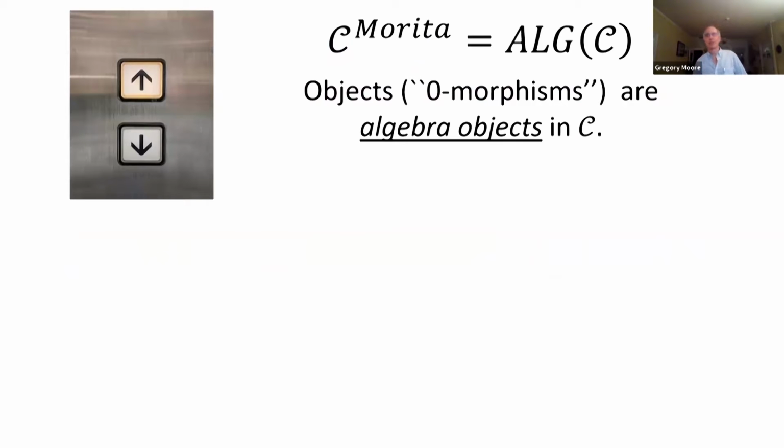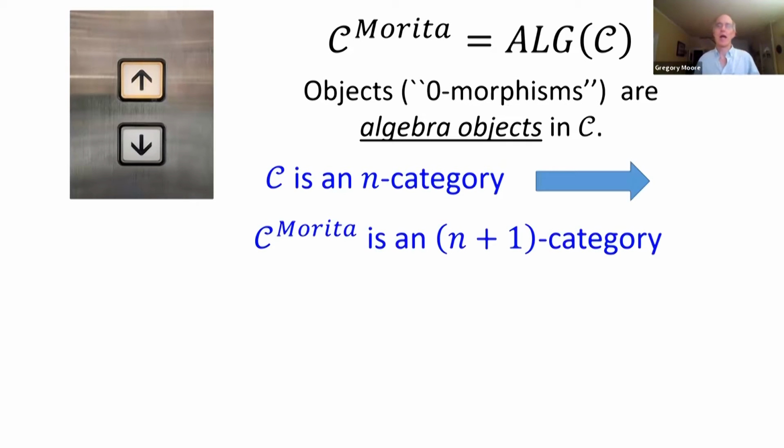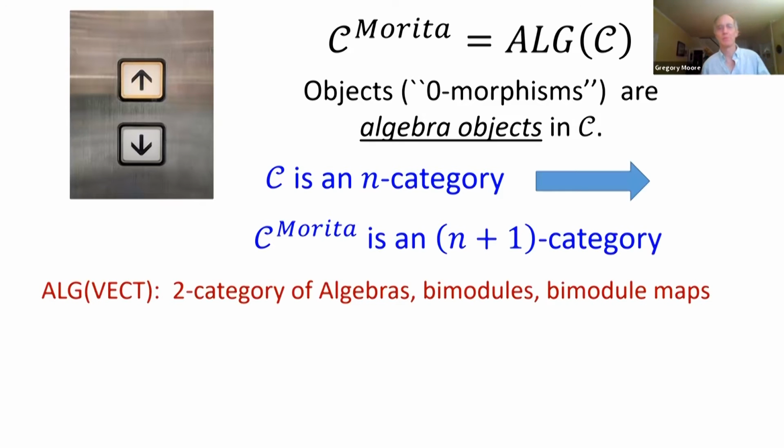Now, I said there were 2 constructions in category theory. The other one is going up in category number. So if you have a monoidal category, an n-category, a monoidal n-category, then there's a notion of an algebra object. An algebra object X would be an object with a morphism from X tensor X to X. And that's the generalization of the idea of an algebra. If we consider the set of such algebra objects, they are the 0-morphisms, the objects in an n+1 category, which I'll call the Morita category. So you can go up in category number by this Morita construction.